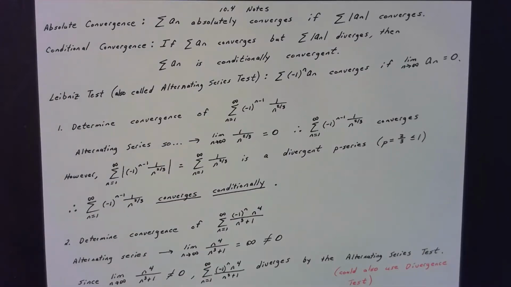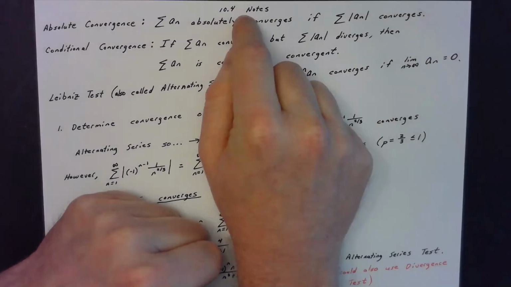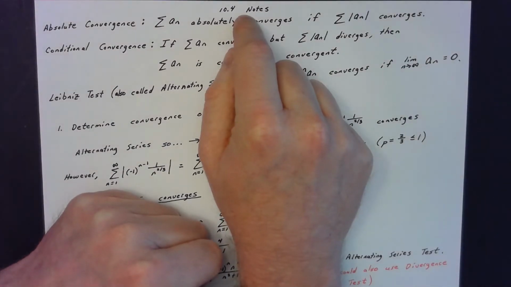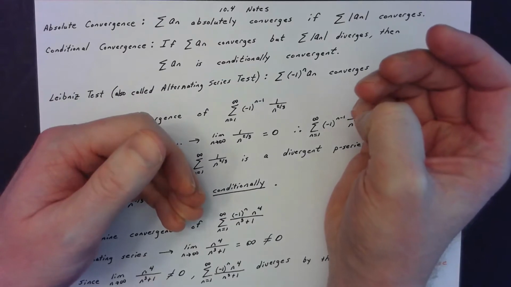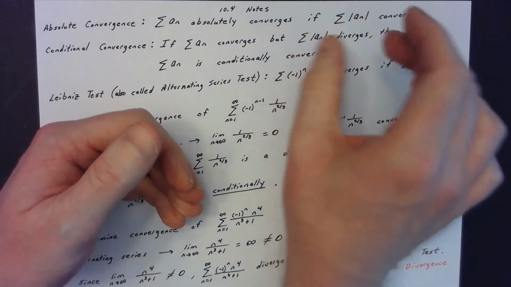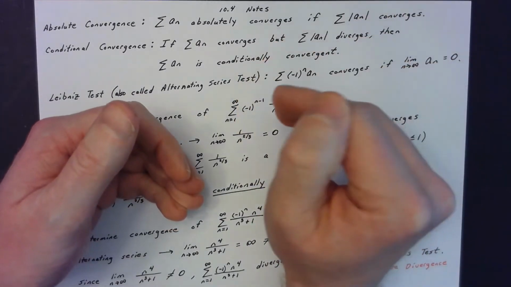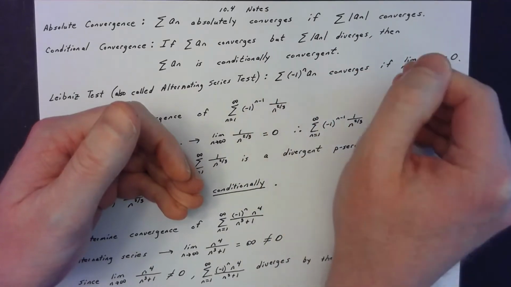Hi all, let's take a look at section 10.4, which primarily deals with alternating series. Anytime you have an alternating series, you're going to have that (-1)^n. That's going to cause terms of your series to alternate in sign from negative to positive to negative to positive.